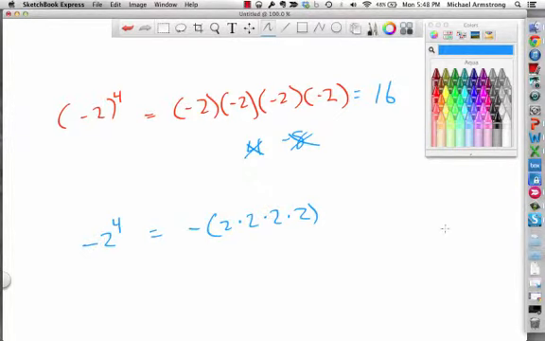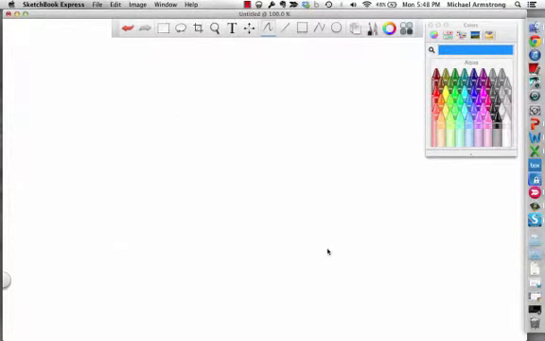Exponents are first. If you remember your PEMDAS, parentheses are first, then exponents beat everything. These exponents happen before this negative gets applied. So this is equal to negative 16, because 2 times 2 times 2 times 2 is 16 with the negative outside. Alright, pretty cool. Trying to make this one a short one.